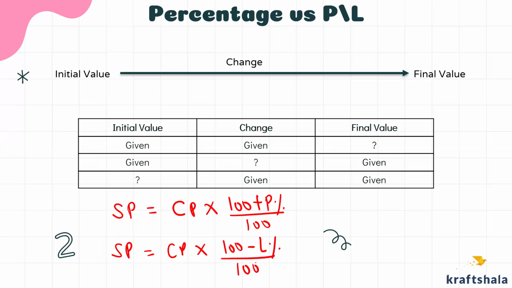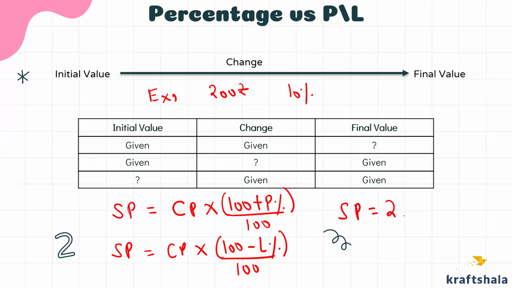So SP is CP into 100 plus profit percent upon 100, and SP is CP into 100 minus loss percent upon 100. So either of this, if it is a profit case, first one, if it is a loss case, second one. जैसे suppose exam में they asked you कि a particular product is bought at 200 rupees, ठीक है, and at a profit of 10%. You have to find SP. So directly you can apply the first one.